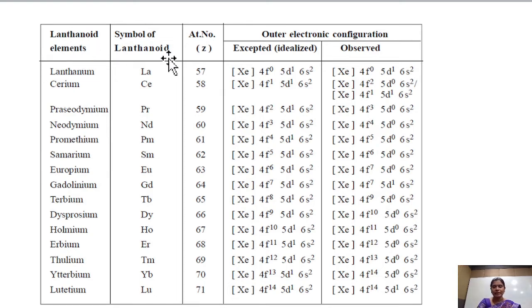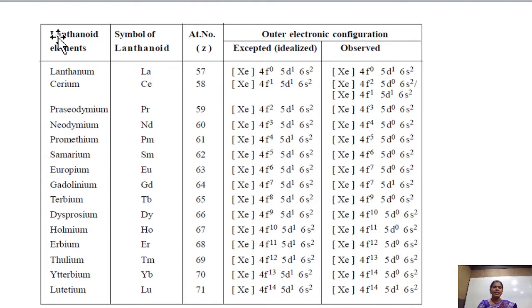These are the symbols of the lanthanoids, their atomic number, and outer electronic configuration, expected and observed. Only cerium has the expected electronic configuration of xenon 4f1 5d1 6s2, and the observed electronic configurations are both of these, that is, 4f2 5d0 6s2 or xenon 4f1 5d1 6s2. Other elements have the expected and observed electronic configurations the same.